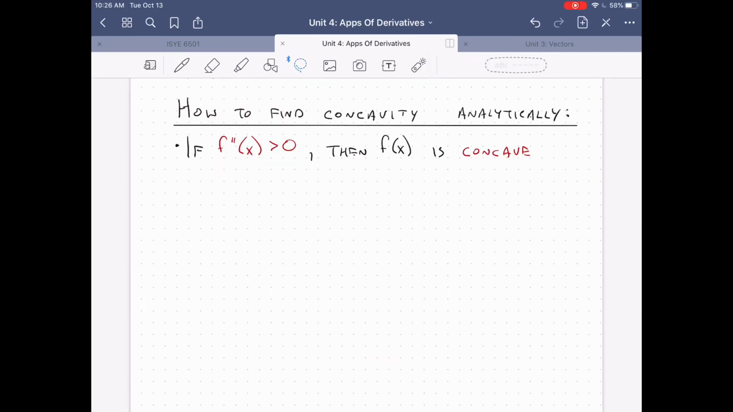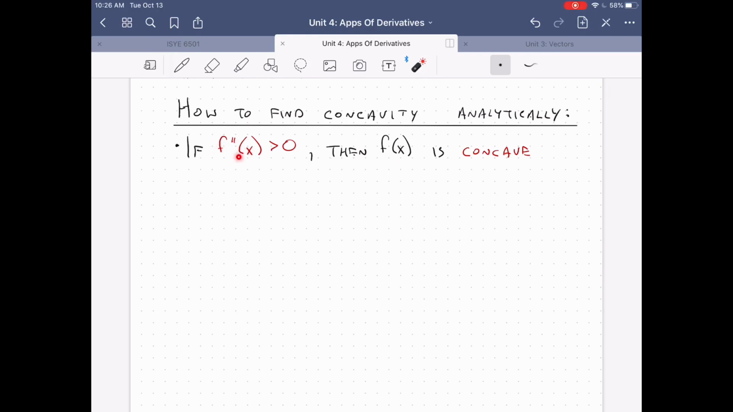So the last thing we'll look at today is how to find concavity analytically. So this is a way that you can find the exact intervals and the exact point of inflection. So in order to do this, we are going to look at the second derivative of a function.